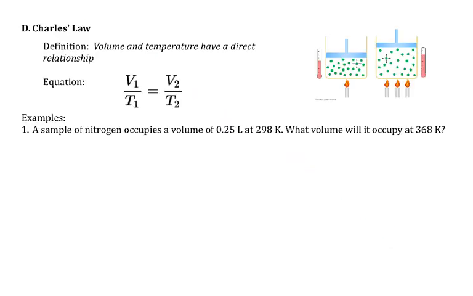All right, so now we're on to Charles' law. When we talked about that the first time, that talks about our volume and temperature relationship. And they have a direct relationship, meaning that if volume goes up, temperature goes up, and if volume goes down, temperature goes down. And that could be the same thing, that if temperature goes down, volume goes down with that. And how we can show that relationship is with this equation. V1 over T1, so volume 1 over temperature 1, is going to equal V2 over T2.